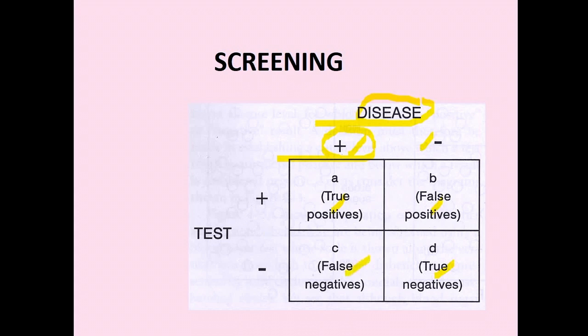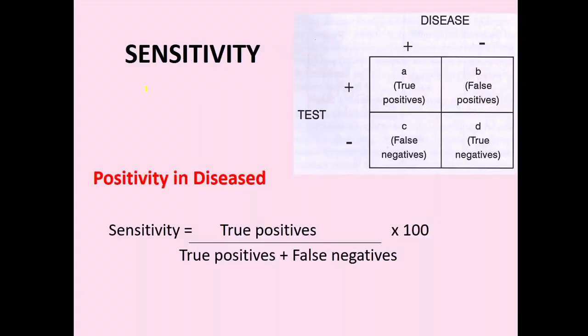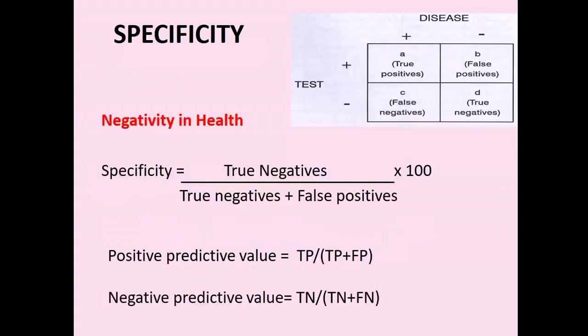In screening, we have 4 important indicators, that is sensitivity, specificity, positive predictive value, and negative predictive value. Sensitivity is defined with this phrase, that is positivity in the diseased. Out of the total diseased, how many are truly positives? So otherwise, sensitivity is defined as the ability of the test to detect true positives among the diseased. So true positives among the diseased will give true positives by true positives plus false negatives into 100.